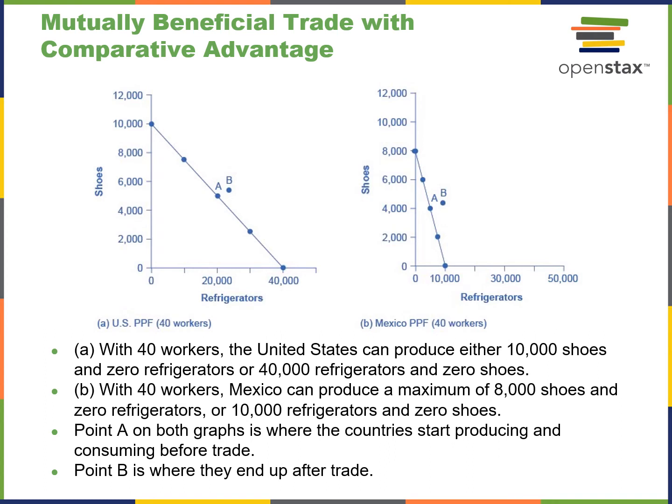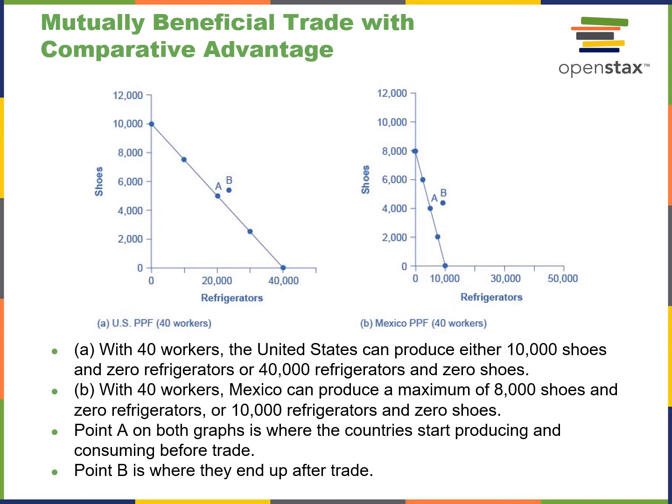So with 40 workers, we could produce either 10,000 shoes and 0 refrigerators, which is kind of absurd, or 40,000 refrigerators and 0 shoes. Well, 40 workers in Mexico could produce 8,000 shoes and 0 refrigerators, or 10,000 refrigerators and 0 shoes. So point A is where basically both countries could start producing and consuming before they trade. So basically these are place markers that are put in, to action. It's kind of like an equilibrium sort.